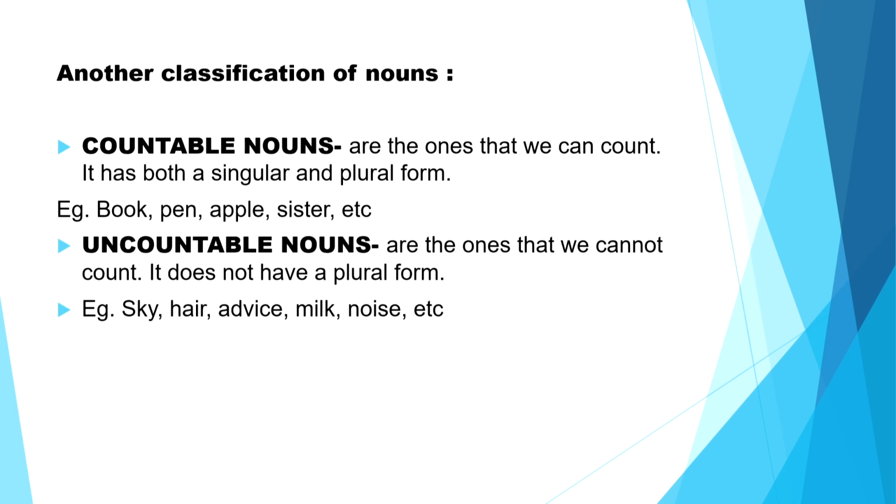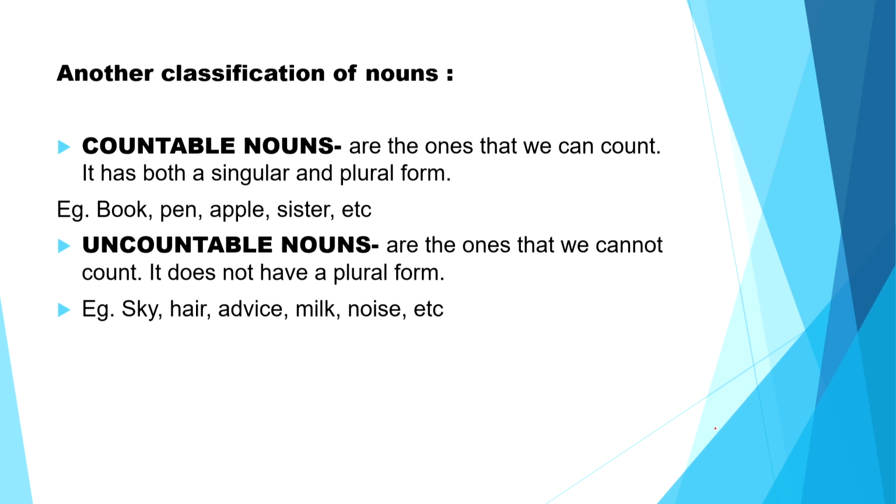Now comes another classification of nouns. Nouns can be broadly classified into two categories, countable nouns and uncountable nouns. Countable nouns are the ones that we can count. They have both a singular and a plural form. For example, book, pen, apple, sister. So, these are all countable things. You can count the number of books that have been kept on a shelf. So, these are all your countable nouns.